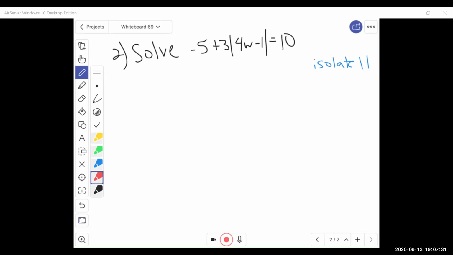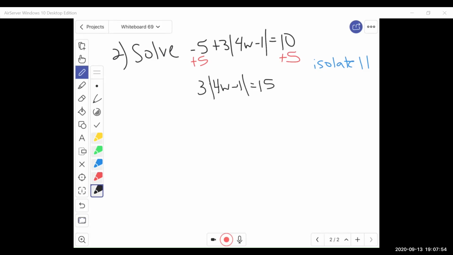What is the opposite of subtracting 5? The opposite of subtracting 5 is adding 5. So use your inverse operations. Whatever you do to one side, you have to do to the other. If we add 5 to both sides, we're still left with 3 times the absolute value of w minus 1 equals 15.